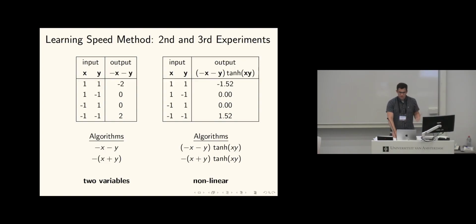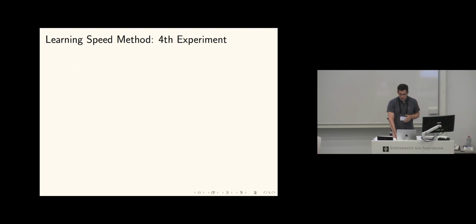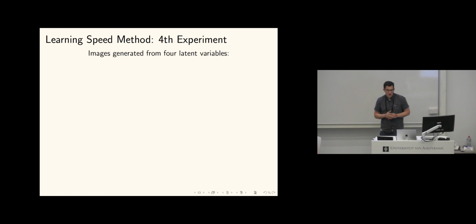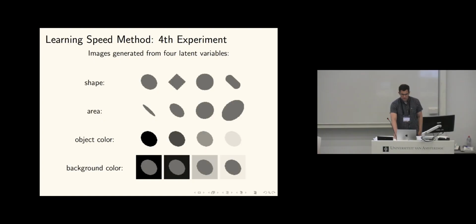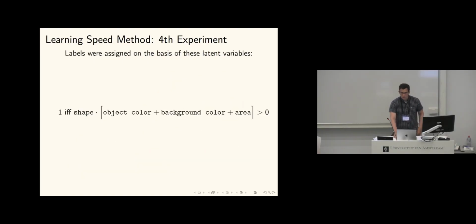Okay, but then you might wonder, maybe this is just some fact about algebraic tasks. So we next looked at an experiment involving image categorization. We trained on 10,000 images generated from 4 latent variables. Those variables were shape, area, object color, and background color. We then assigned the images labels based on these latent variables. In order to learn this task, a network would need to learn how to estimate each of these latent variables.